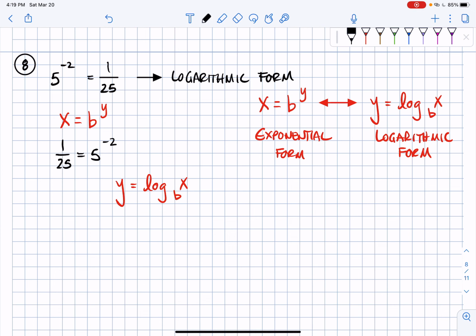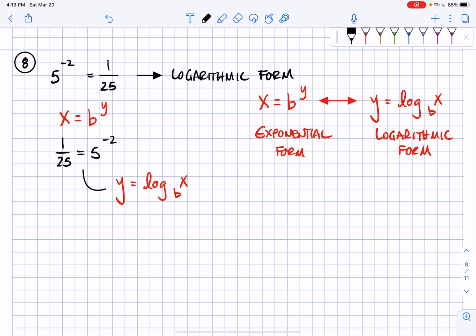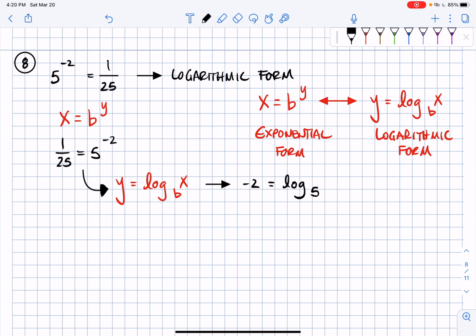So go ahead and take this and plug it into here. Okay, and you should get, so where's the y? It is -2, right? And it is equal to log base b, which is 5, and the x is 1 over 25. There you go. And that is going to be choice D.